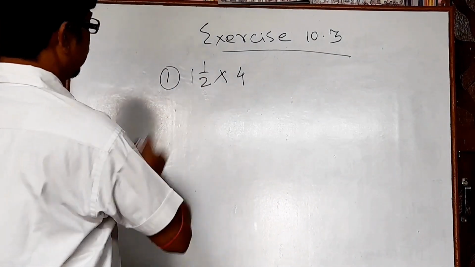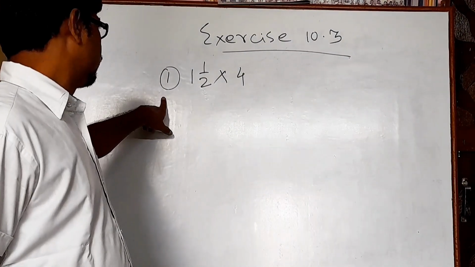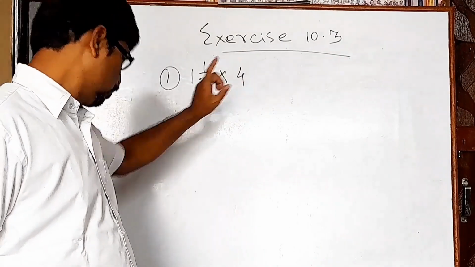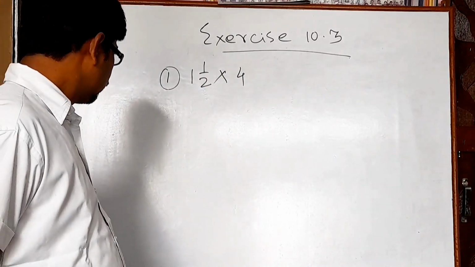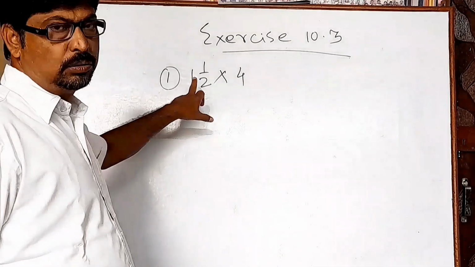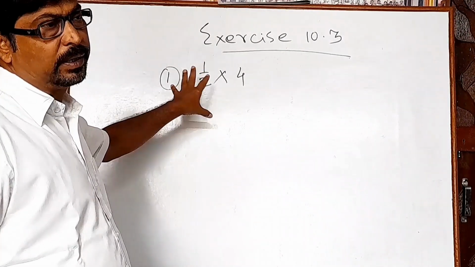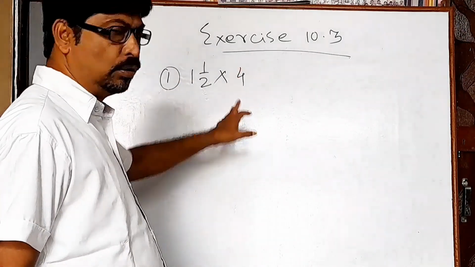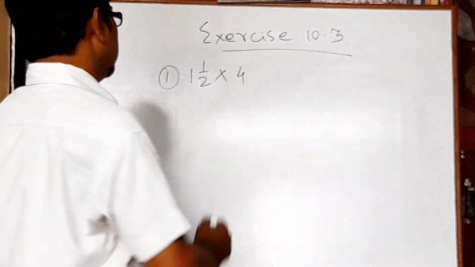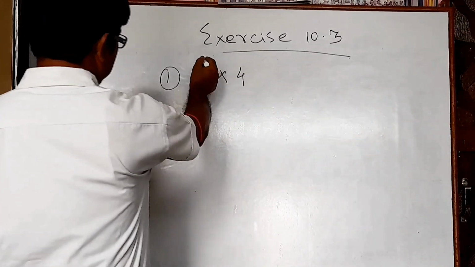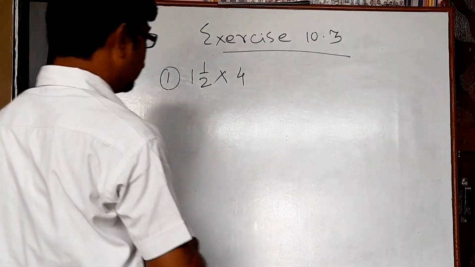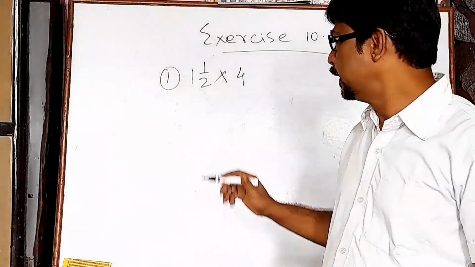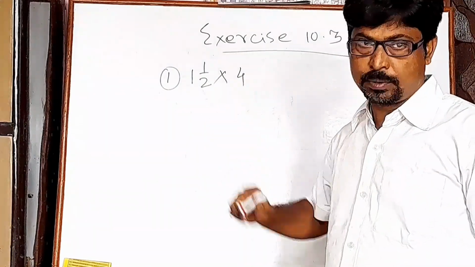See the first question. First question is 1 whole 1 by 2 into 4. Okay, you have to multiply. Question is to multiply. So how to multiply one fraction with the other fraction or one fraction with a non-fractional number? First of all, the first one is a mixed fraction. First of all, the mixed fraction will be converted into an improper fraction.